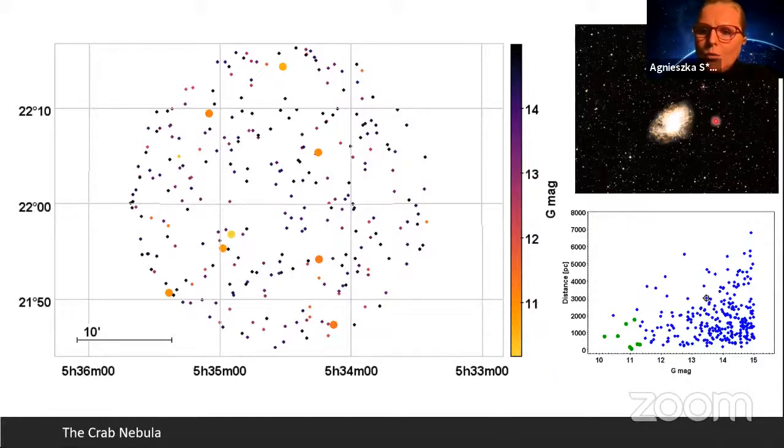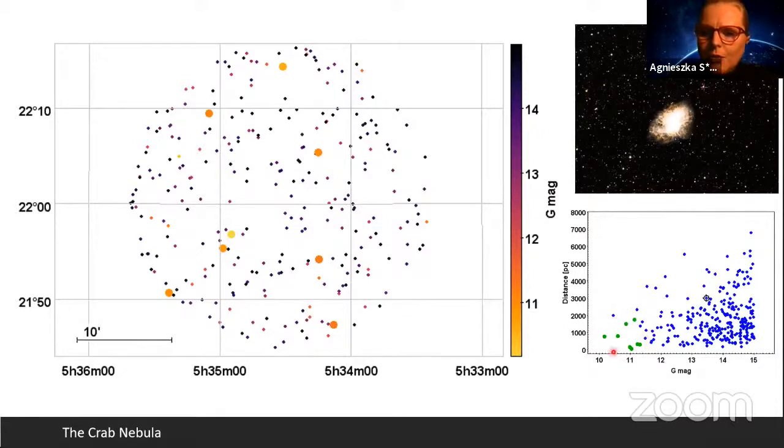So to do that, I took Gaia DR2 and I chose the stars which are in the direction of the Crab pulsar. They are plotted here on the left panel. And then I also sorted them according to brightness, but also according to distance, so that they will be between the observer and the Crab, so closer than 2 kiloparsecs.